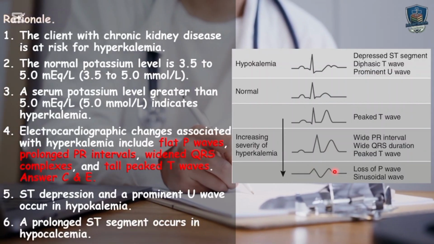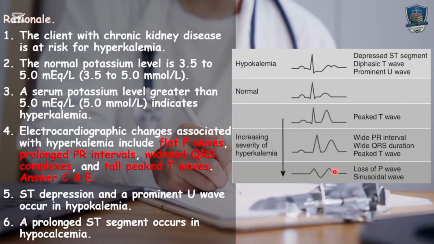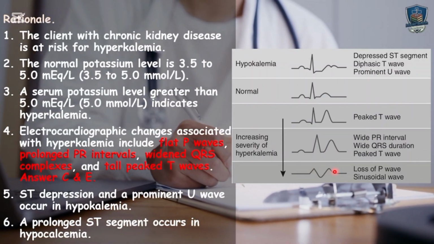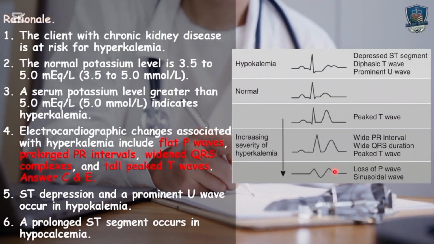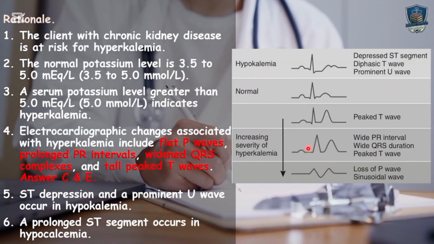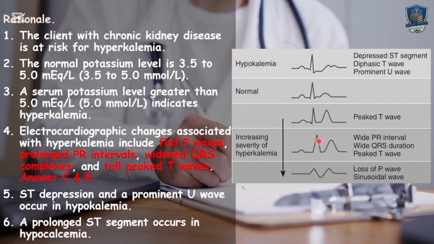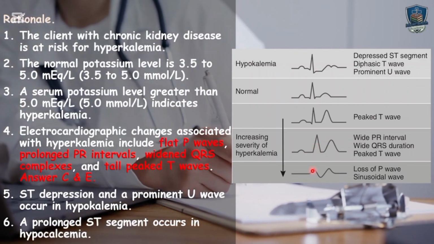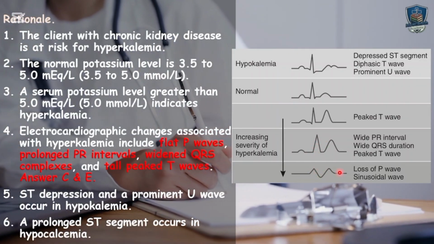So these are some of the things that you have to note when it comes to hyperkalemia. Think of the P wave. The P wave may lose its amplitude. It may become flat or flattened. The PR interval may become longer or wide. The QRS complex will become wider, and also the sinusoidal waves may be seen, especially when it becomes more severe.